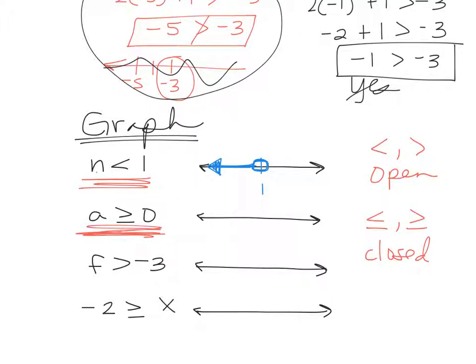Okay, the next one, a is greater than or equal to 0. You plot 0. Is that an open dot or a closed dot? Closed. We're including 0. So you close that dot. And which direction does my arrow go? If a has to be greater than or equal to 0.